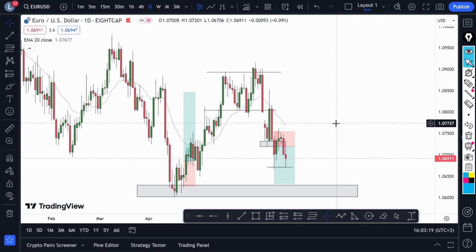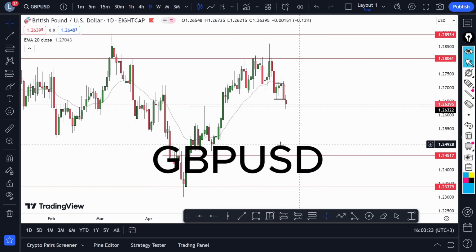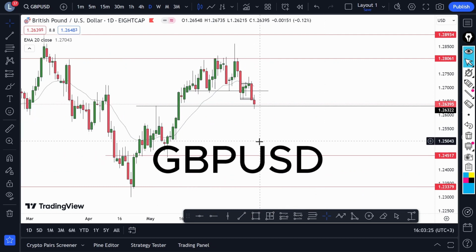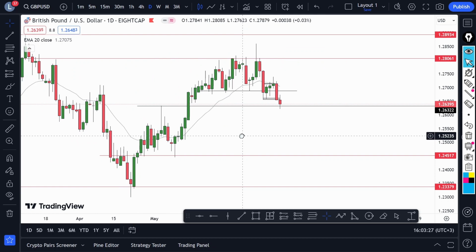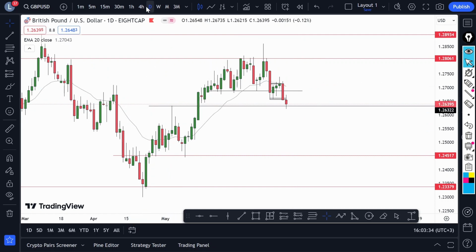Next chart is pound. I do not see any particular trade on the pound, but you can see the correlations with the euro dollar. But I'll be looking at this swing point around 1.2630. So far it's holding.